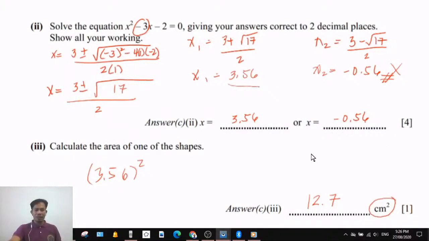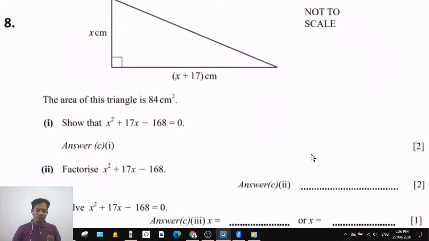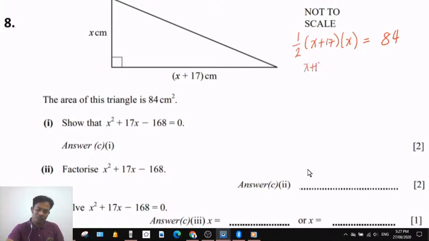Okay, let's move to the next question. Question number 8. The area of the triangle is 84 centimeters squared. You know already that area is 1/2 times base, which is x plus 17, times height, which is x, is equal to 84. That's the area, 84. Now I'll multiply both sides by 2. I'll have x plus 17 times x, I'm just doing it step by step, equal to 168. Then I'll have x squared plus 17x, and I'll bring 168 over, equal to 0.